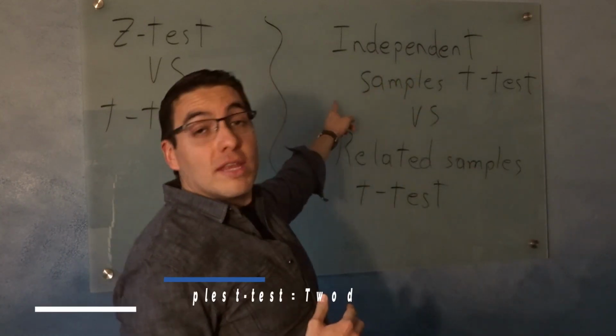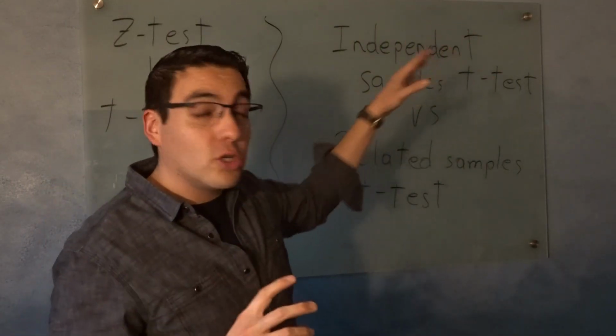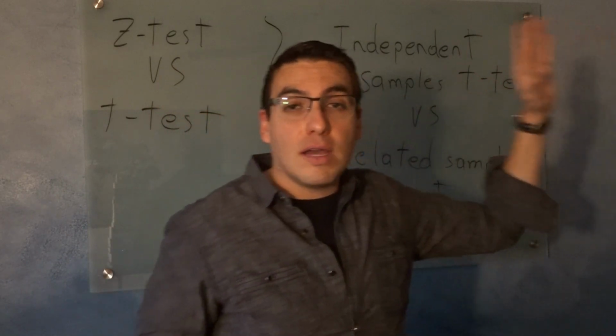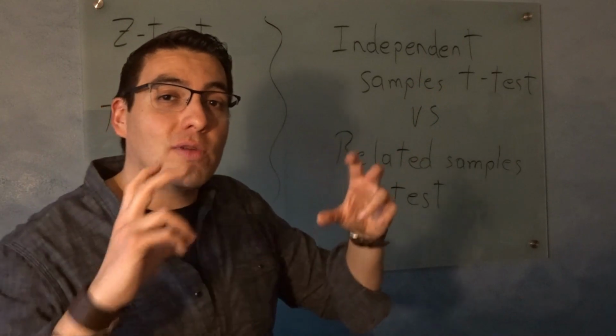Then I would go with an independent samples t-test. I have two different groups of people. I'm going to compare them. I'll show you in another video how to compute that. But I want you to know that what you do with the independent, like the name implies, the samples are independent, so they're not related.